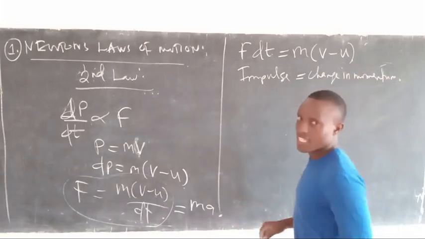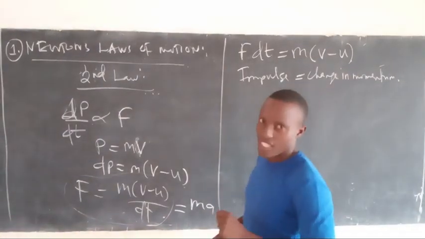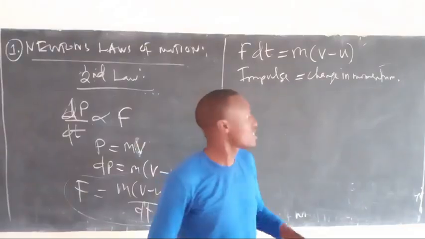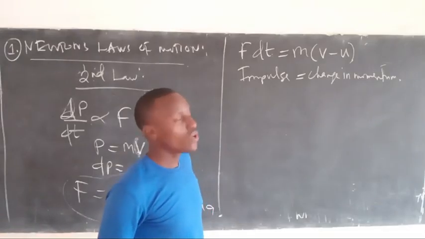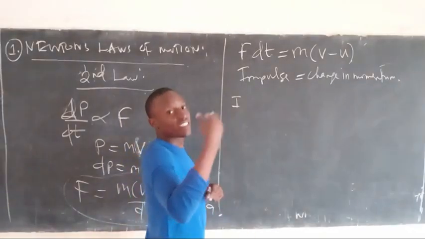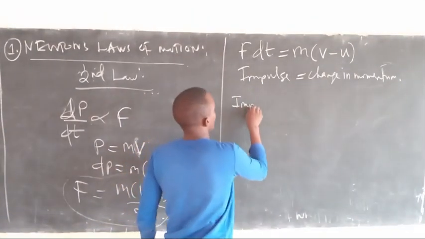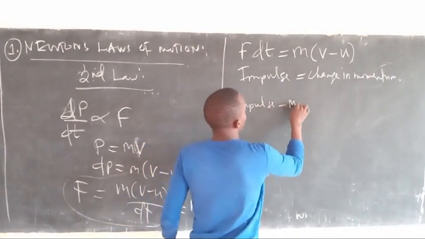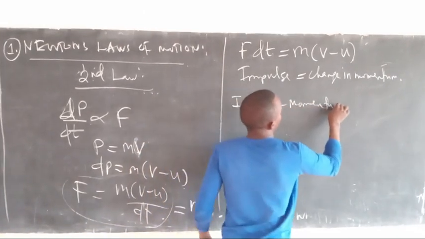Speaking about the impulse, it's just equal to the change in momentum. So this is called the impulse. Newton's second law results into the impulse momentum theorem.